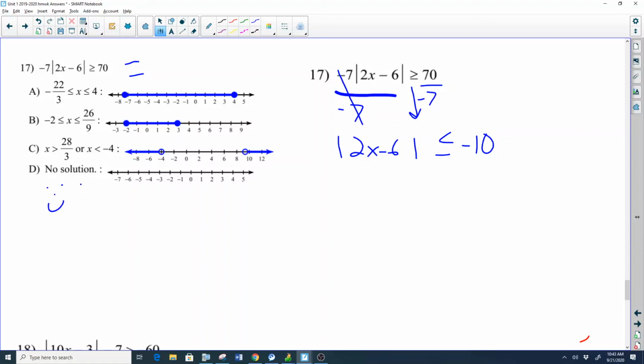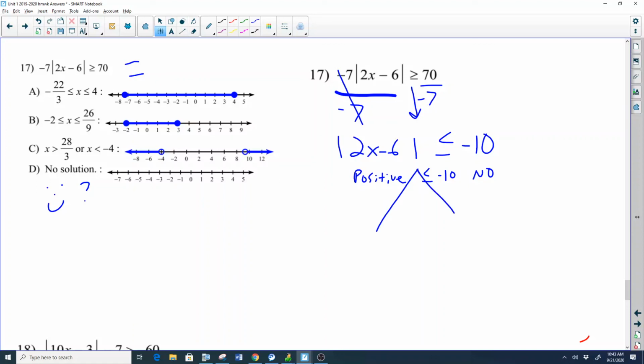Probably. And the reason why is, can you have a number that's an absolute value, which makes it positive, that is less than negative 10? Think about it. Because absolute value makes it positive, can you have a positive number that's less than negative 10? No. So that's probably just no solution, but we're still going to do it.